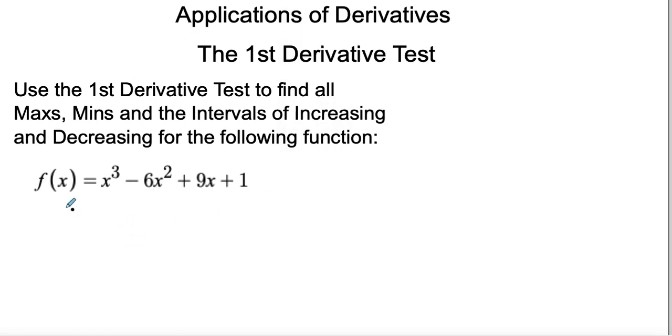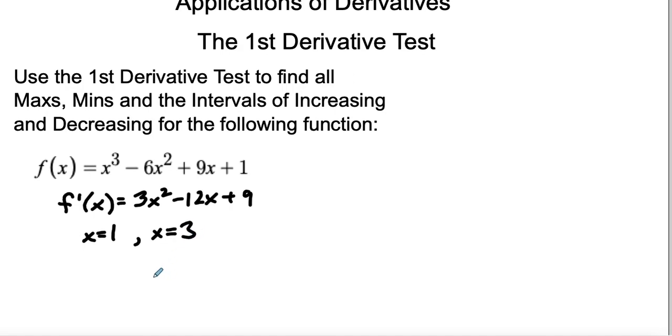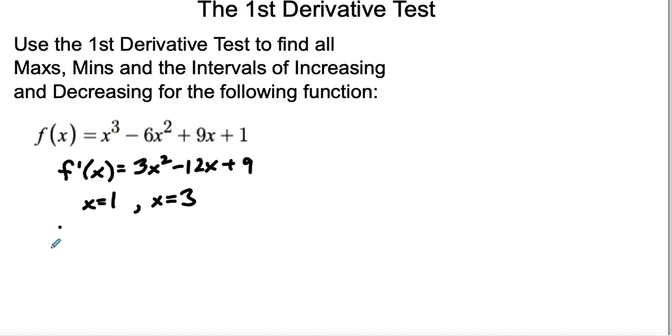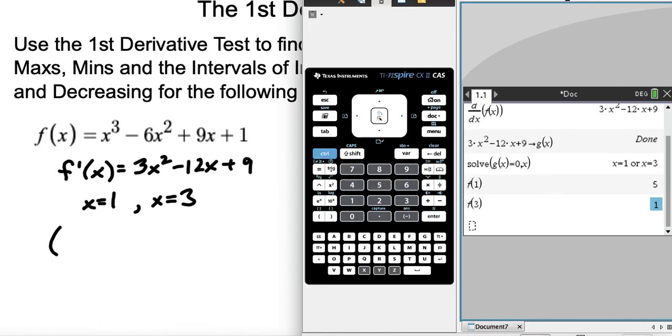So we have our derivative, f prime of x equals 3x squared minus 12x plus 9. And remember, when we solved for x, we got x equals 1, and then we also got x equals 3. We went back and put those points in. We got, well, let's check with our calculator. We got (1, 5) and (3, 1).